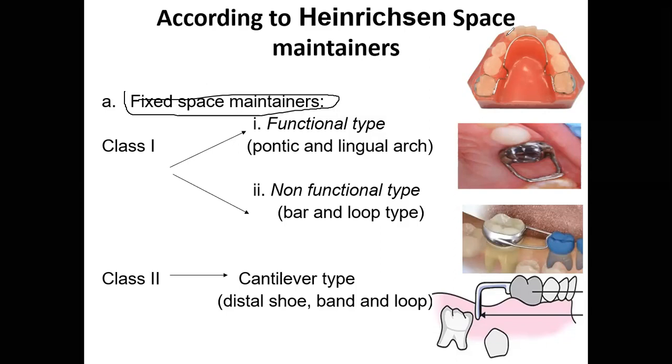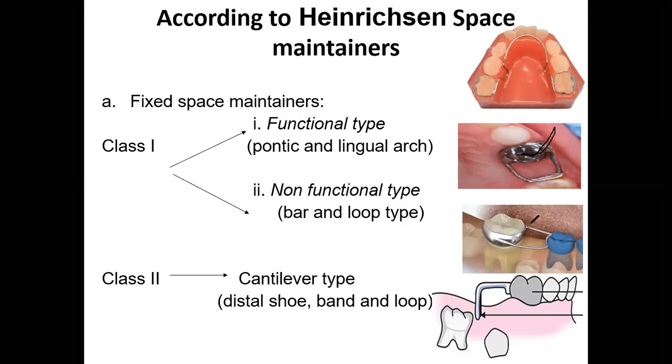In the functional type of a space maintainer, if you see in this example, this is a lingual arch space maintainer that is placed over the lingual surface. So we are calling it a lingual arch space maintainer. And we do have a pontic type of a space maintainer. A complete crown is given over a tooth over which a loop is applied, and this space maintainer is maintaining a space. Can you see here the empty space is maintained, but a complete crown is placed over a tooth. So we are calling it a pontic type of a space maintainer.